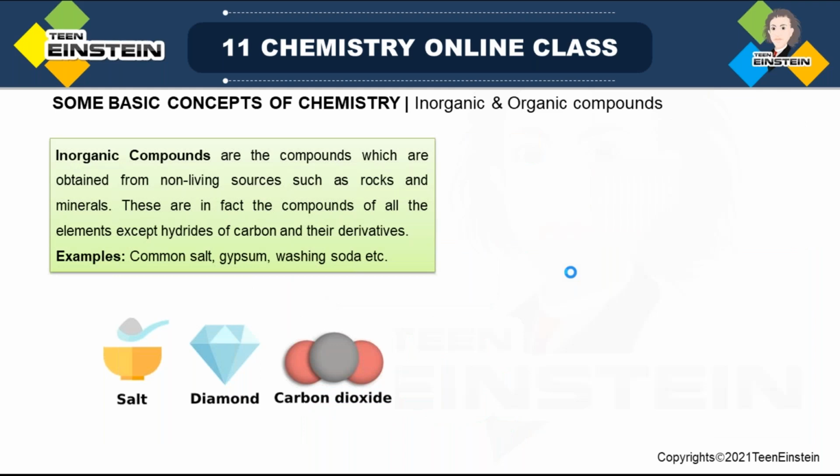Inorganic compounds and organic compounds. Inorganic compounds mostly deal with non-carbon compounds, or better we say the compounds which are obtained from non-living sources, rocks, minerals. These are in fact the compounds of all the elements except hydrides of carbon, because whenever it is hydrides of carbon or their derivatives, that means hydrocarbon, that is the common term we use. Hydrocarbon means in those compounds you will have only two elements, carbon and hydrogen, and their derivatives.